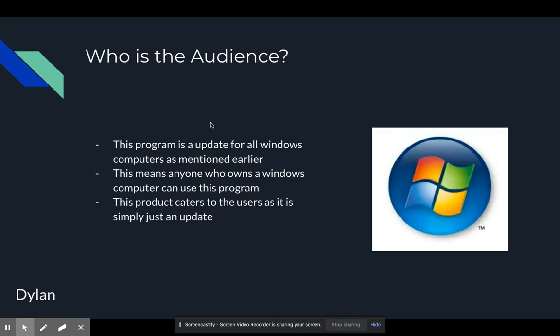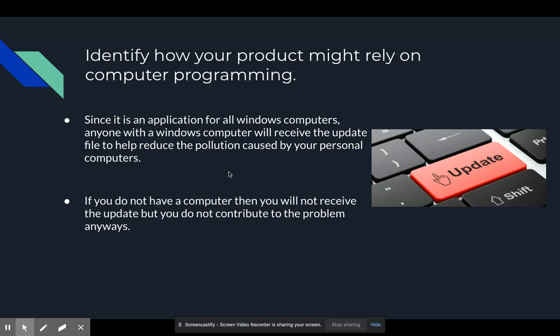Who is the audience? This program is an update for all Windows computers, as mentioned earlier. This means anyone who owns a Windows computer can use this program. This product caters to the users as it is simply just an update. Identify how your product might rely on computer programming. Since it is an application for all Windows computers, anyone with a Windows computer will receive the update file to help reduce the pollution caused by personal computers. If you do not have a computer, then you will not receive the update, but you do not contribute to the problem anyways.